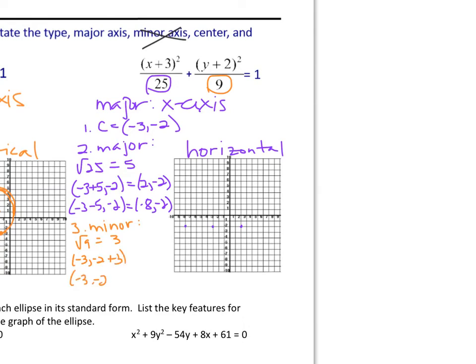and then down 3. If we count up 3 from the center, we'll be at -3, +1. If we count down 3, we'll be at -3, -5. So from our center, go up 3 and down 3. And there are our boundary coordinates for this horizontal shaped ellipse. All right, go ahead and sketch. And hopefully your ellipse looks something like this when you're done.